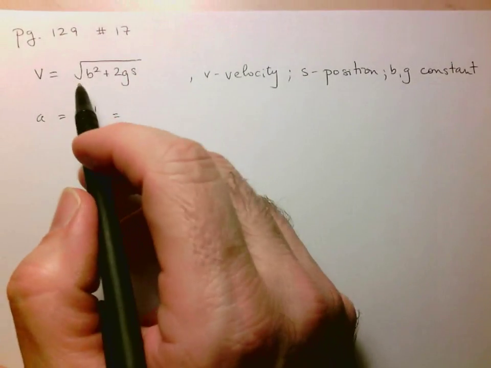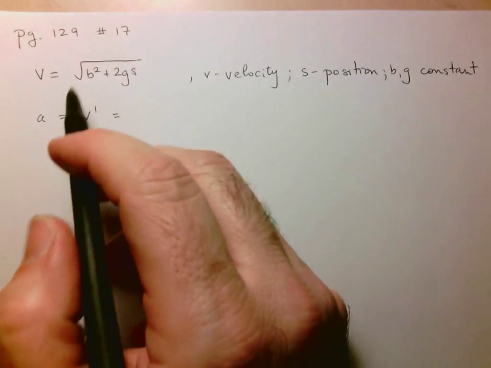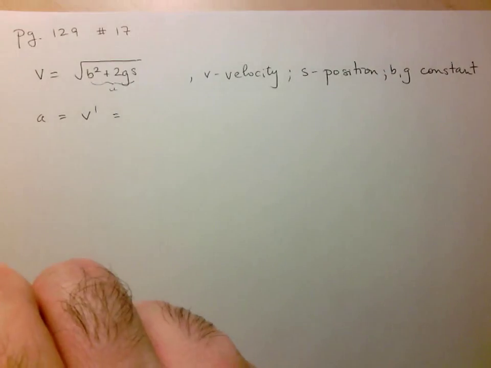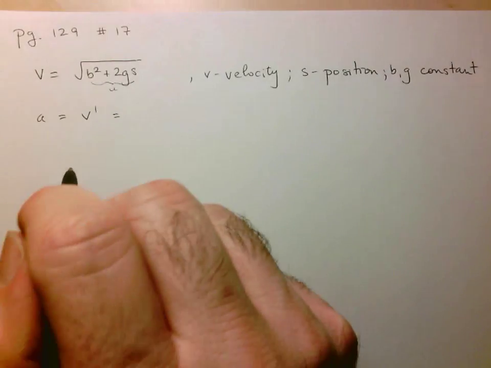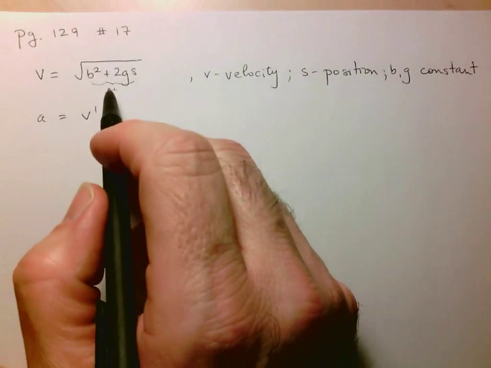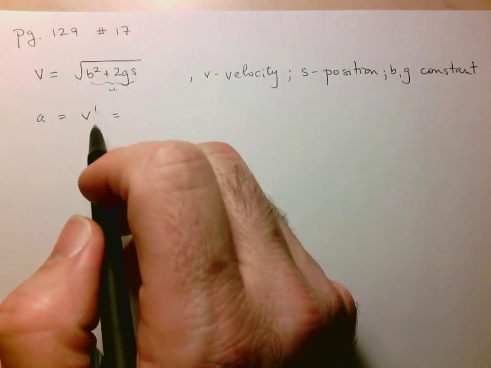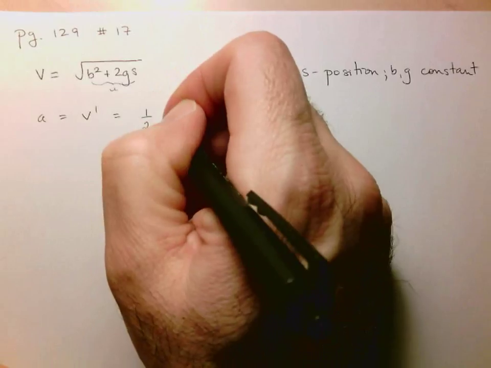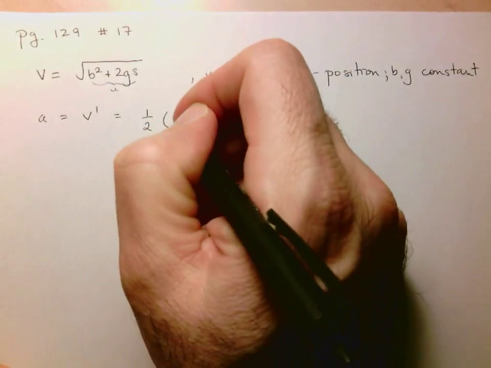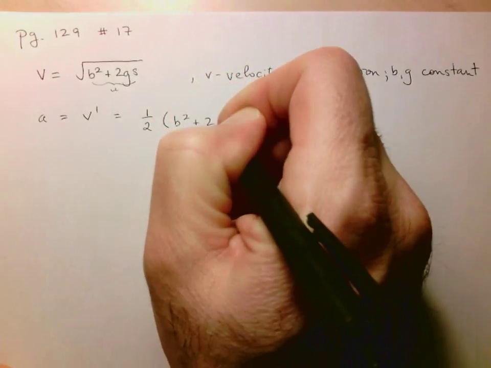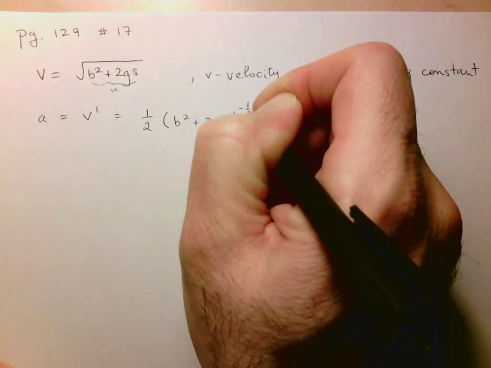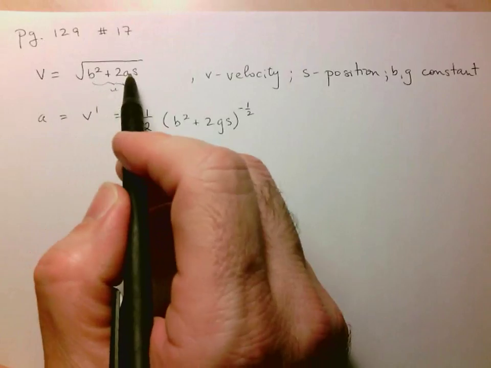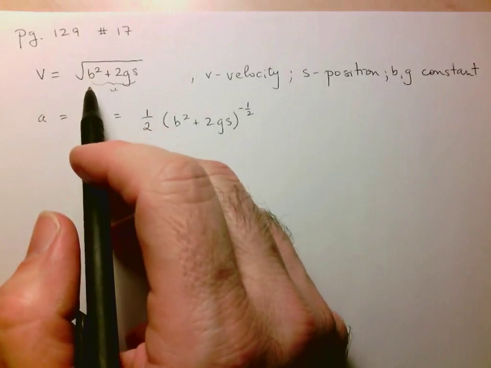So here we're going to have to use the chain rule. I'll think of this whole expression in the square root as my u. So first I have to take the derivative of u to the 1/2 with respect to u. That's going to be 1/2 times u to the negative 1/2, so that's going to be b squared plus 2gs to the negative 1/2. And now I have to take the derivative of that inside portion, our u, with respect to t.